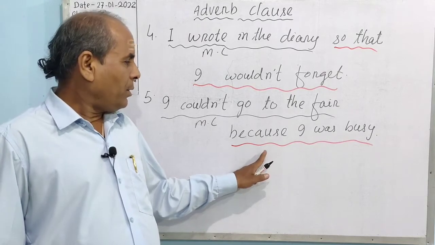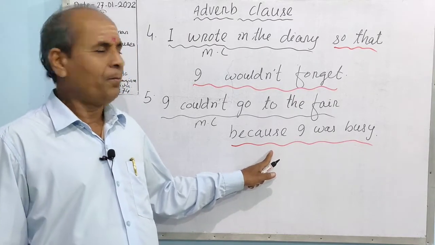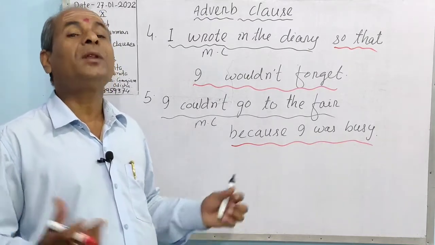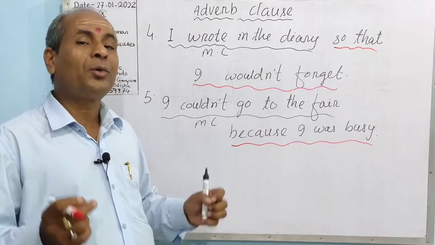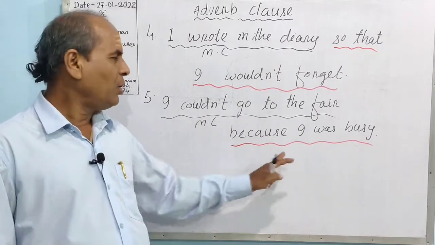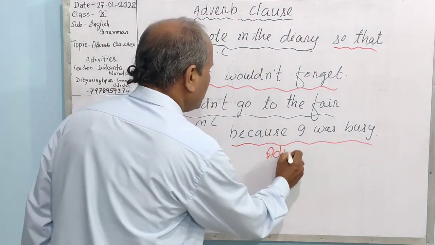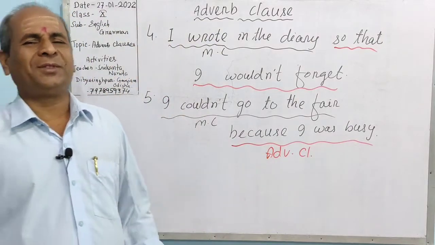This part, this clause, acts like an adverb. You can say this is an adverb clause of reason. What's the reason? Why could you not go to the fair? I couldn't go to the fair because I was busy. So we can say this is an adverb clause. Yes, so we will take some more examples.